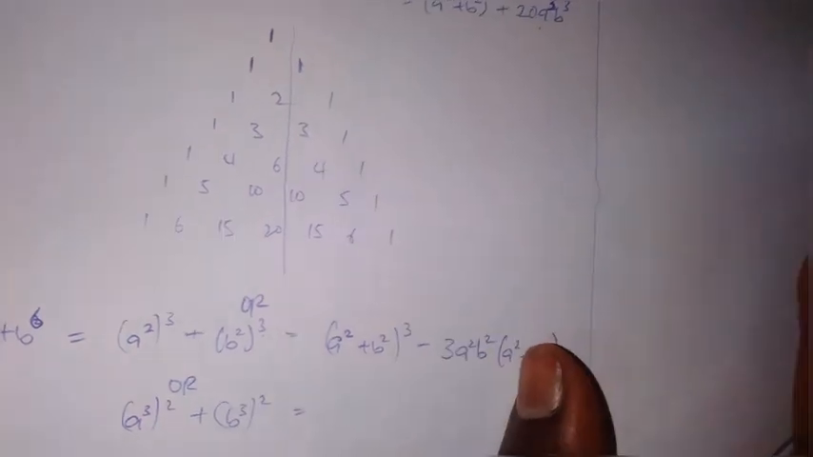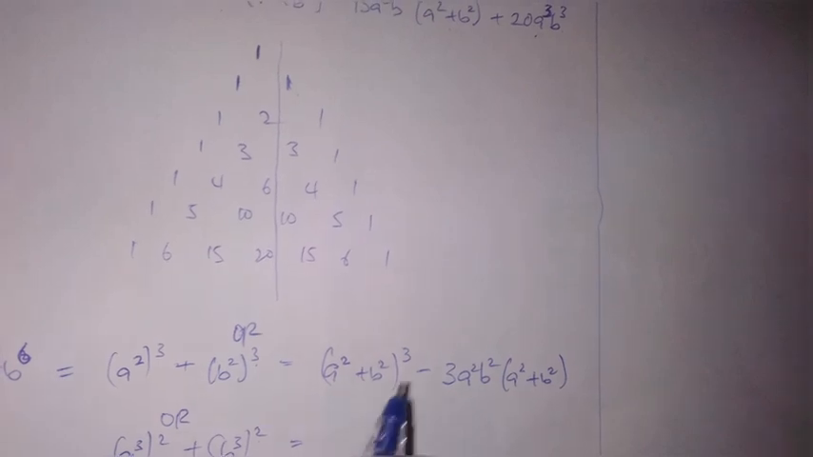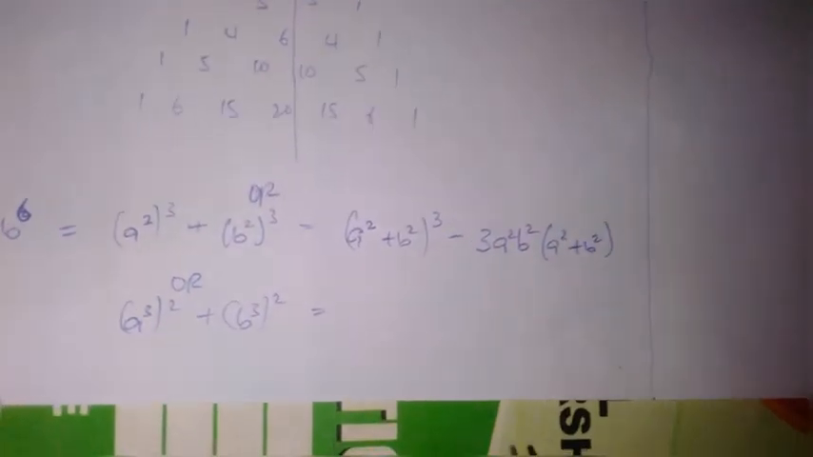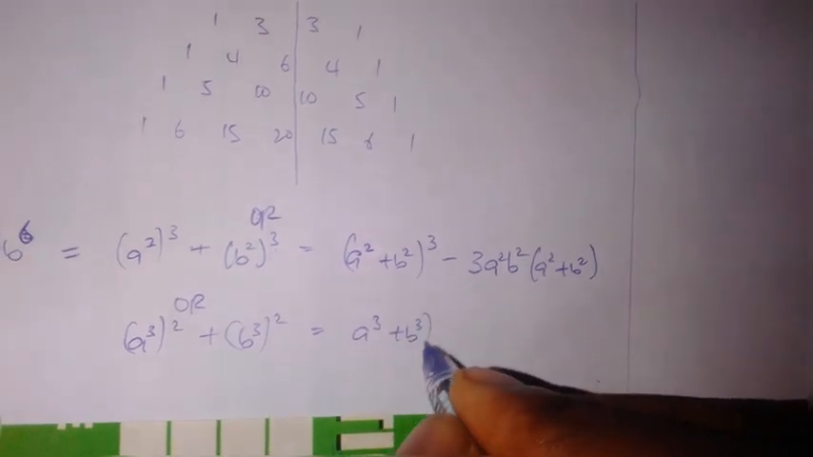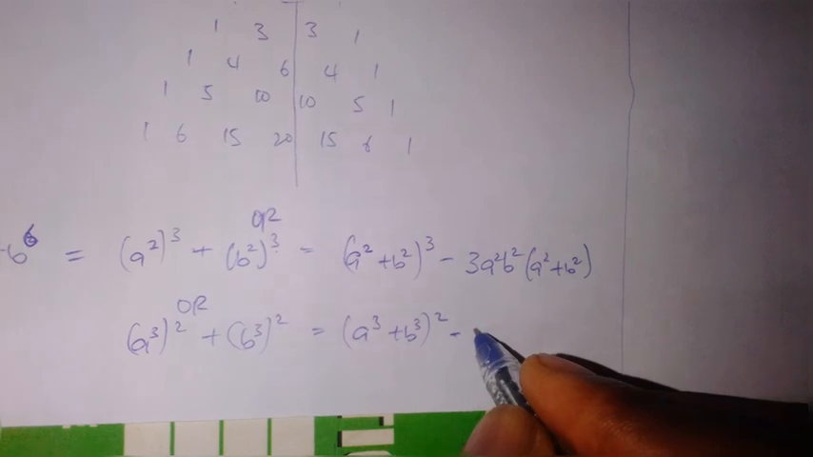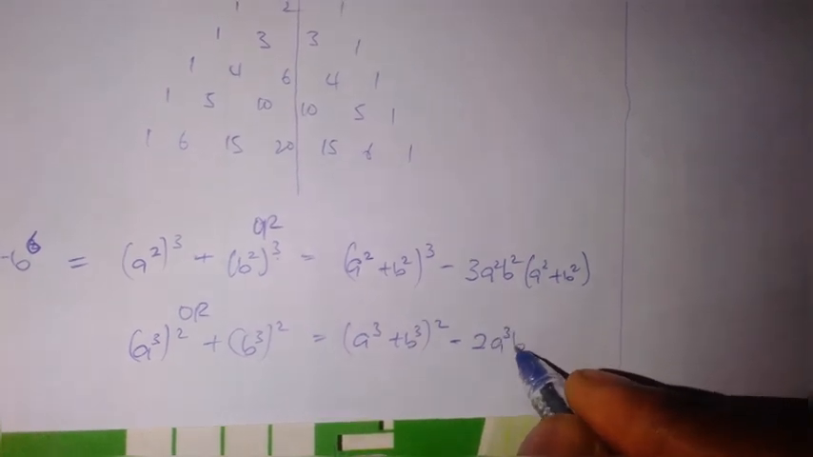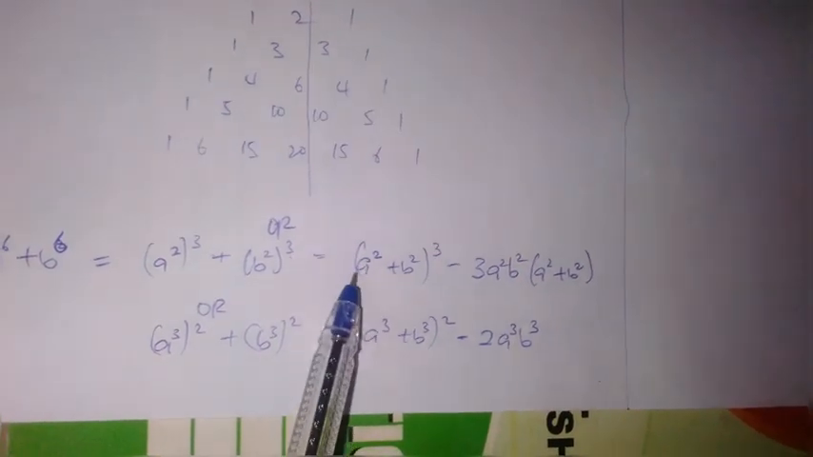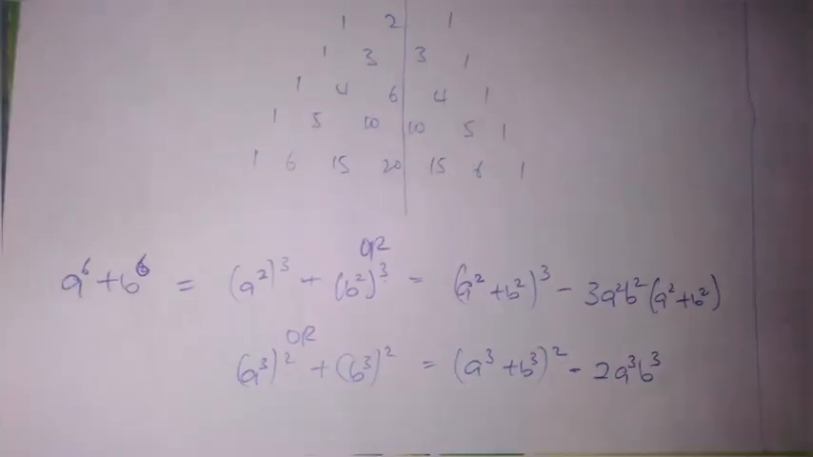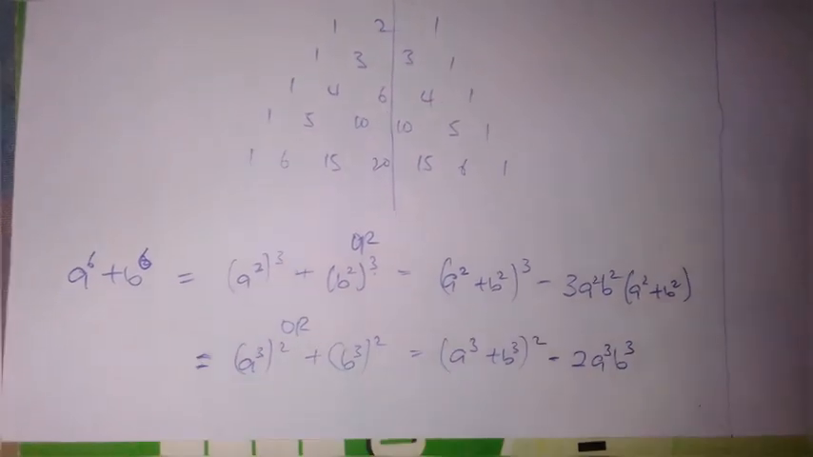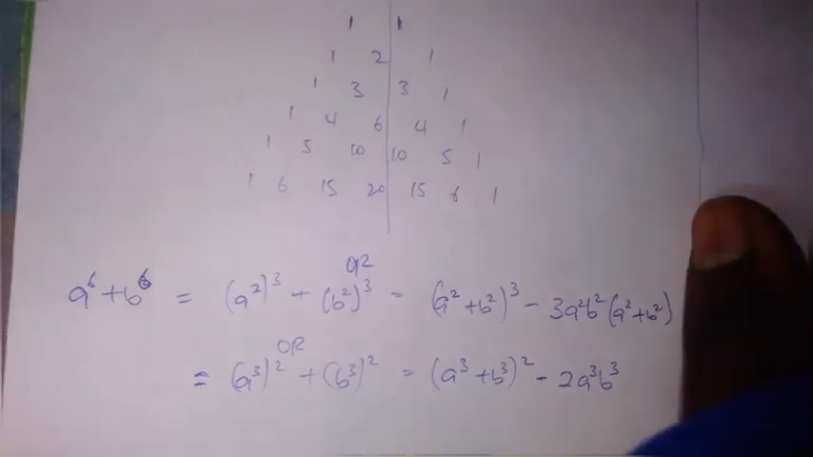How do I mean? I just followed the one of 3. That's a plus b all cube minus 3ab into a plus b. Then for power 2, which you should know by now, this is the same thing as a raised to power 3 plus b raised to power 3, all raised to power 2, minus 2 a raised to power 3 b raised to power 3. So whichever you use amongst these, you get the same answer for a raised to power 6 plus b raised to power 6. As simple as that.